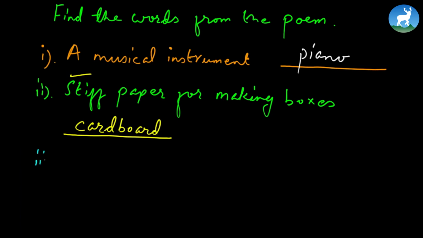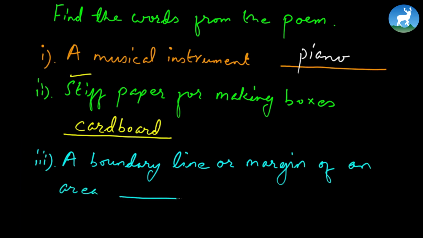And I want you to figure out number 3. A boundary line or margin of an area. To get the answer, read the poem again. A boundary line or margin of an area. What do you call it?